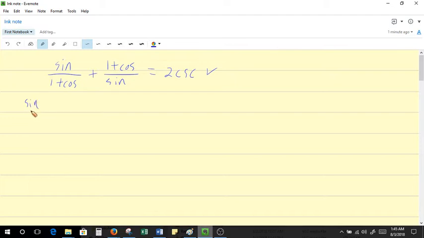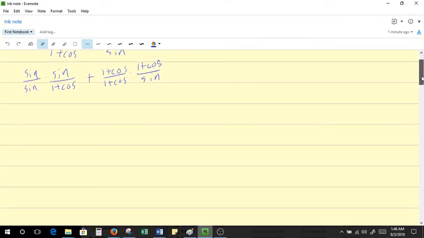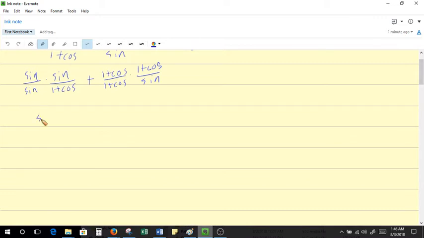Sine over sine times sine over 1 plus cosine plus 1 plus cosine over 1 plus cosine times 1 plus cosine over sine. So by doing this, we will get the same denominator and we can create one term. That will end up being sine squared over sine times 1 plus cosine.